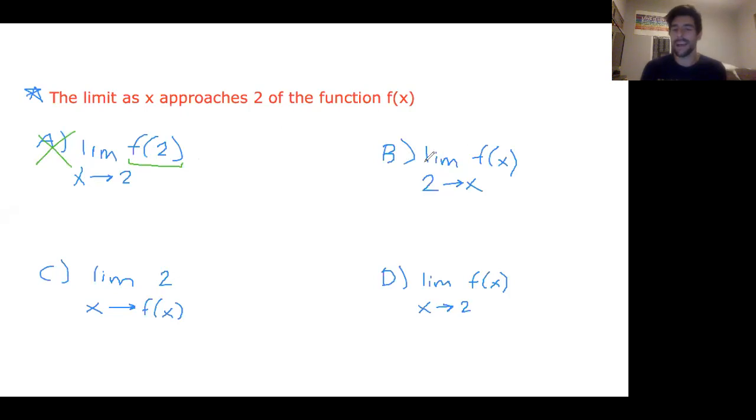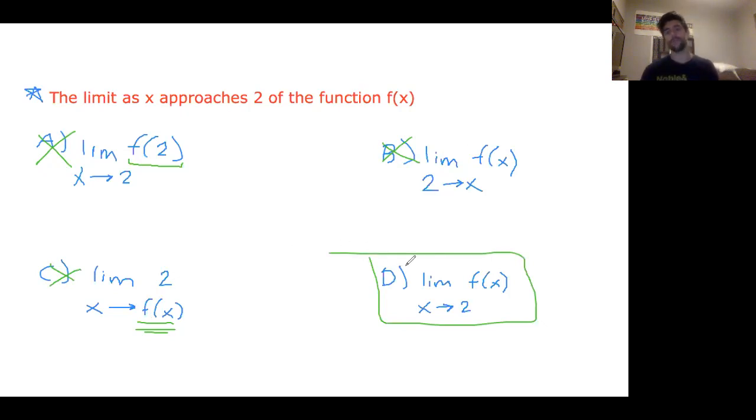B is saying the limit as 2 approaches x. We don't have a number approaching an x value because x values change, so I need to actually have an input value approaching a certain number, not the other way around. C is saying as x approaches f of x. Now, I don't think anywhere in calculus AB we deal with input approaching a function value. You could do it, but usually you'll see a limit value approaching a numerical value. So C is wrong. And then D is reading the limit as x approaches 2 of the function f of x, and that's the one we want. Okay, so that matches this language right here.